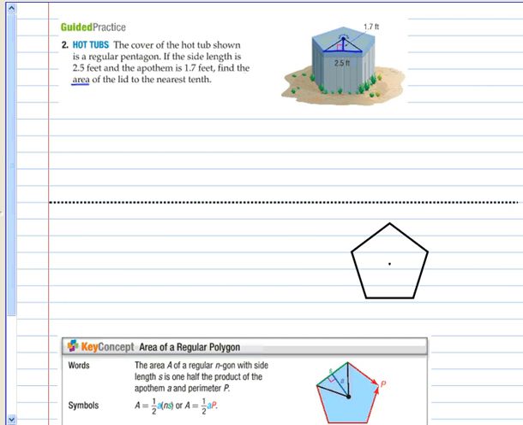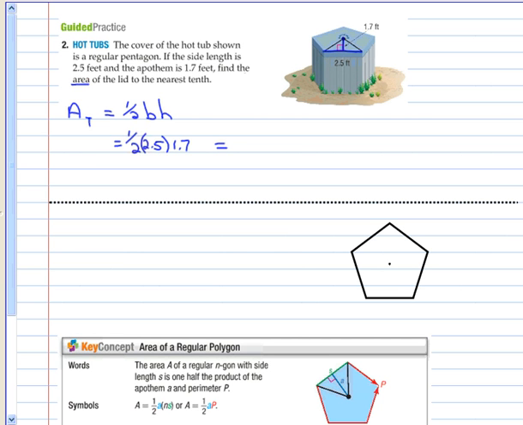I bet we could work on figuring out the area of this triangle they have drawn there, because we know the area of a triangle. What's the area of a triangle formula? 1/2 base times height. So 1/2 of, do I know the base of that triangle? 2.5. Do I know the height of that triangle? 1.7. So tell me that part. Now that's just the area of the triangle.